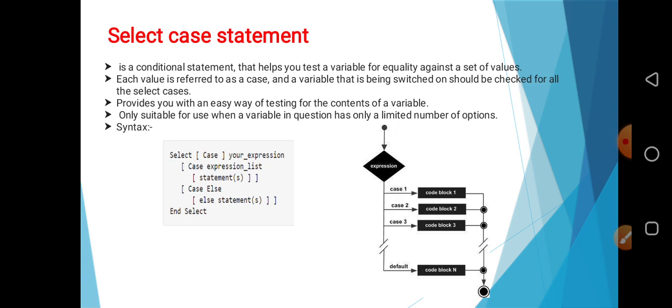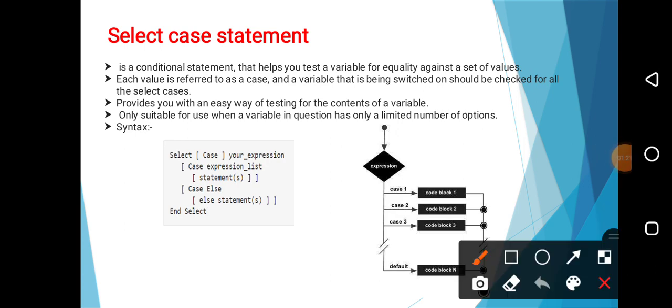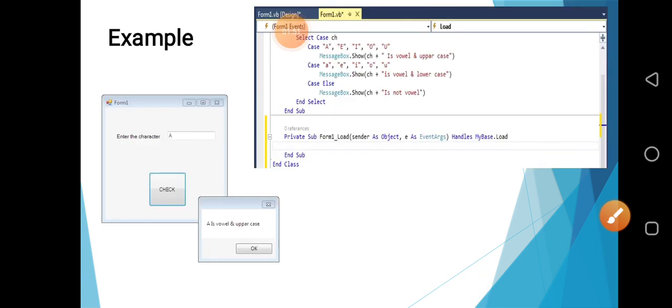As we studied in the theory part, the select case is used whenever you want to check multiple conditions at the same time. The syntax is the select case keyword, after that your expression and a case list like case 1, case 2, case 3, case 4, and any number of cases can be checked. The default case is checked by using the statement called case else. After that, write the end select. So student, now let's see the practical implementation of the same.